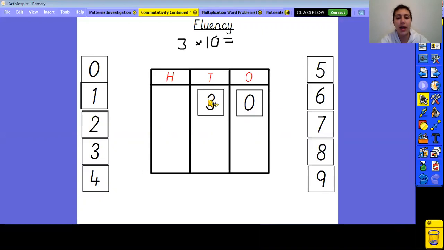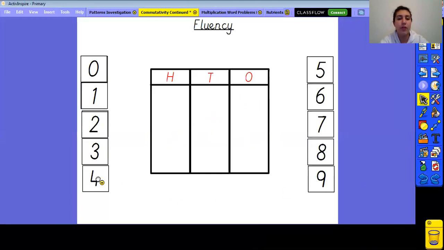So that 3 that was in our ones column moved up to our tens column. So now I've got the number 30. I had to add my 0. And when I have to add my 0 to stop my 3 from falling back, I call this a placeholder, because it's holding my 3 in its place in the tens column. So let's try that again with a different number.